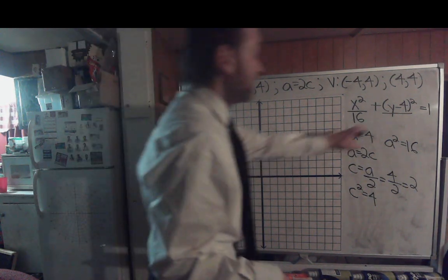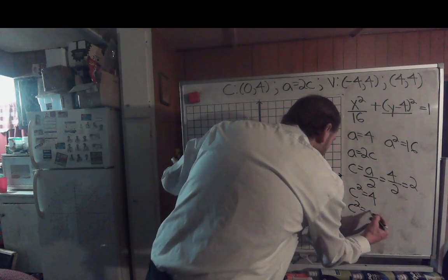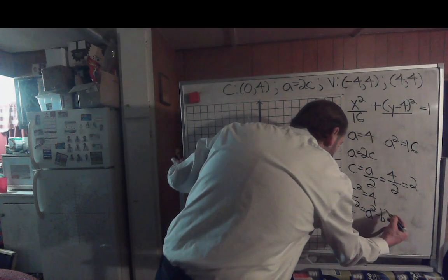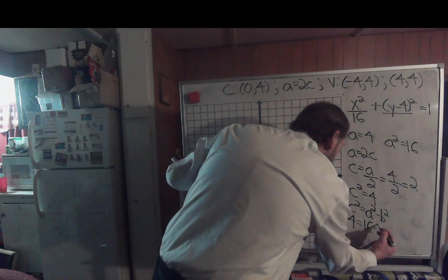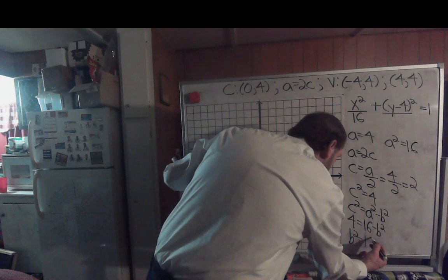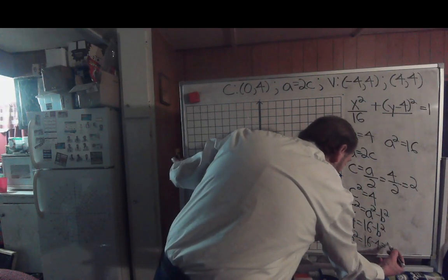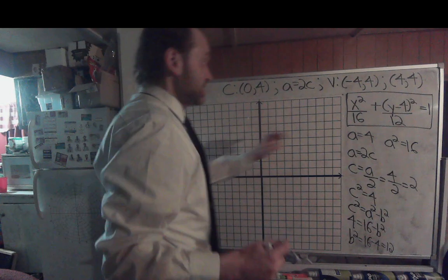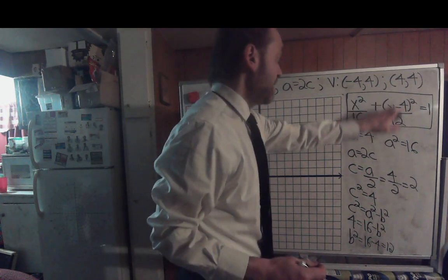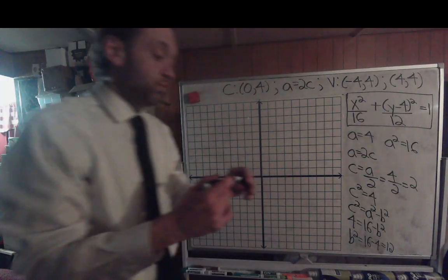We don't know the length of the minor axis. That's about to change because c squared equals a squared minus b squared. So that means 4 equals 16 minus b squared. So b squared equals 16 minus 4, which equals 12. So that 12 is going to go below the y minus 4 squared. Final equation you should get is x squared over 16 plus y minus 4 squared over 12 equals 1.